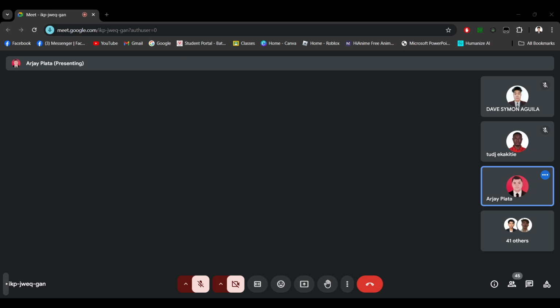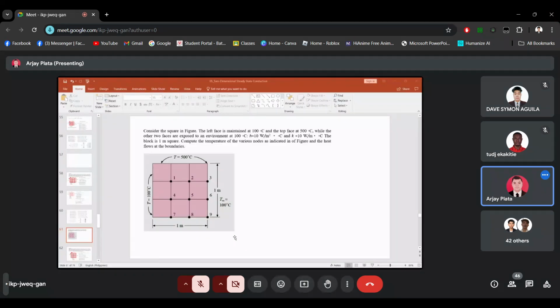Okay, for your convenience, I will put the solution here so that you just have to study. Since we do not have enough time, I will put the solution here. This is from other references, from Holman. So the nodal equations: this is the equation for the internal node that we have discussed before.